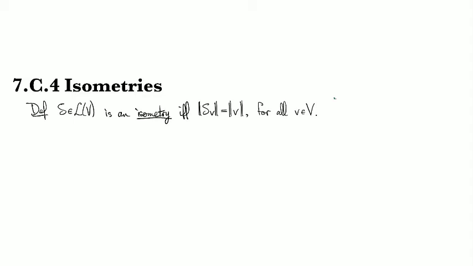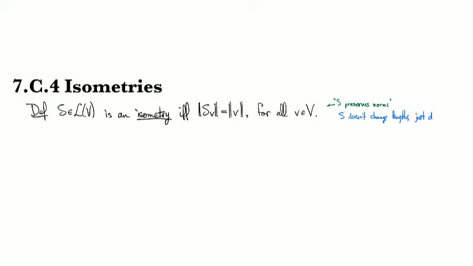Sometimes people say S, or an isometry, preserves norms. What comes out is the same as what went in. So S doesn't change lengths, just directions.